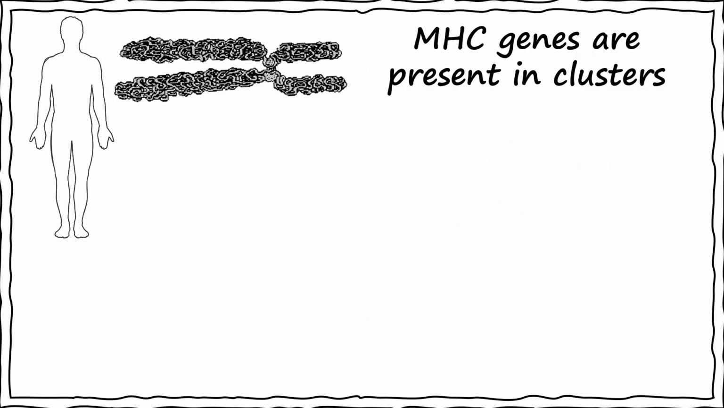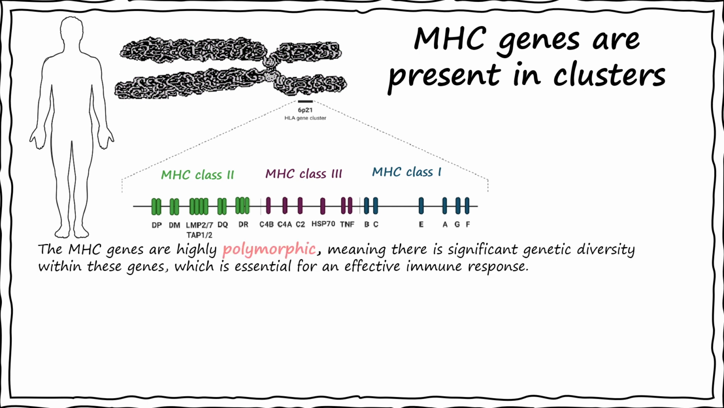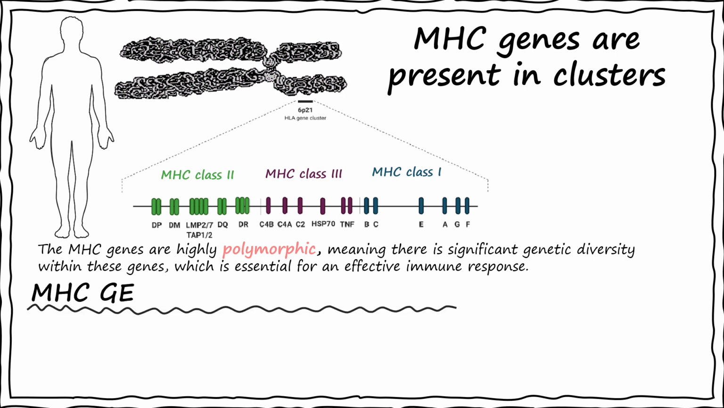Now, class 1 MHC and class 2 MHC are produced by specific genetic clusters. So these are known as HLA clusters. There are the MHC1 cluster, MHC2 cluster, and MHC3 cluster. Now, all of this is present on the human chromosome 6 p arm. The MHC gene is highly polymorphic. That means it has significant genetic diversity within a population.